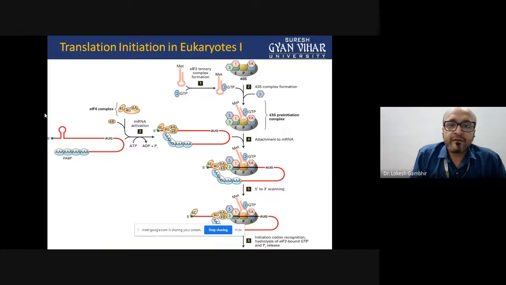So let us start with the pictorial representation only. We'll be discussing this pictorial representation, and in the subsequent slides we'll have the related text if you want any kind of references in that section. So let us discuss this particular section. We have a small ribosomal subunit, right? We have a small ribosomal subunit, that is 40S.